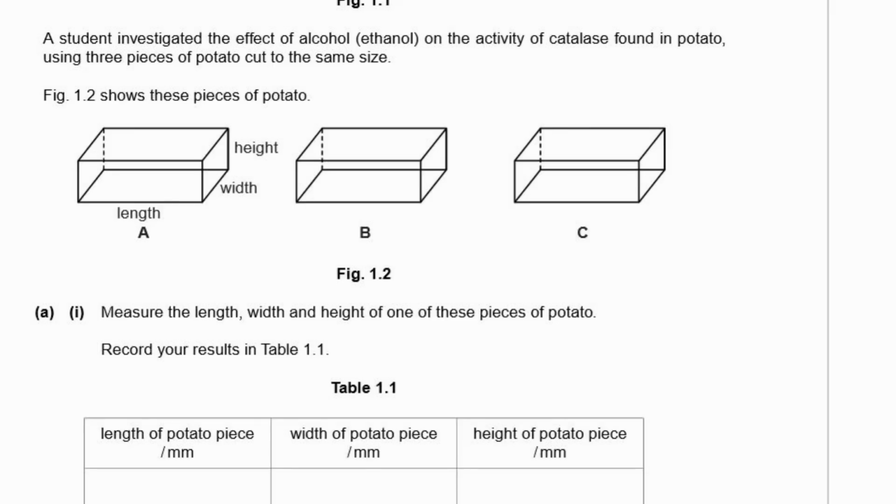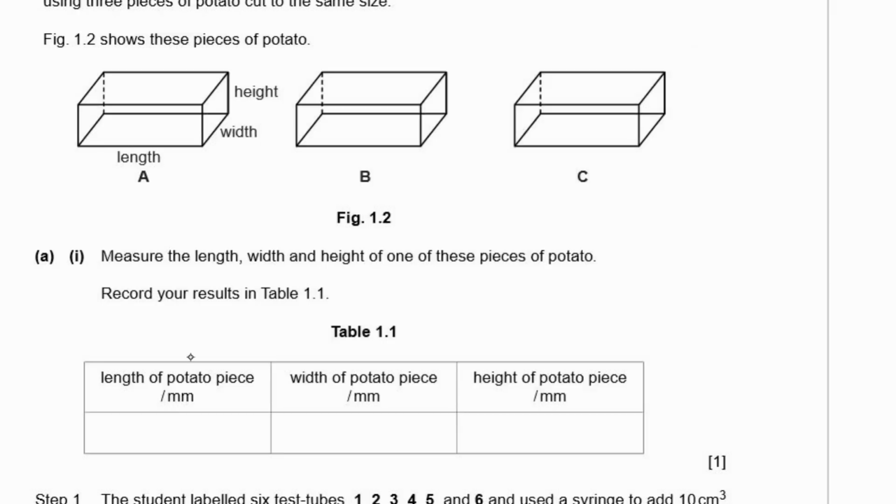A student investigated the effect of alcohol, ethanol, on the activity of catalase found in potato using 3 pieces of potato cut to the same size. Figure 1.2 shows these pieces of potato. Okay, we have 3 rectangles of potato. A1. Measure the length, width, and height of one of these pieces of potato and record your results in table 1.1. All right. So this is table 1.1.